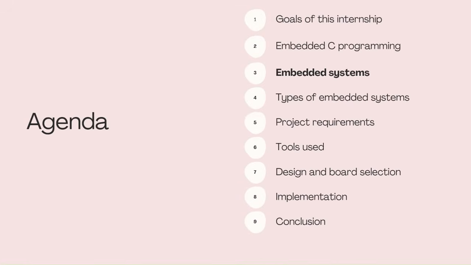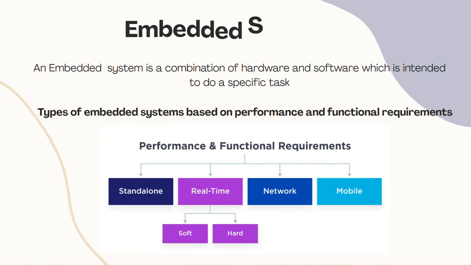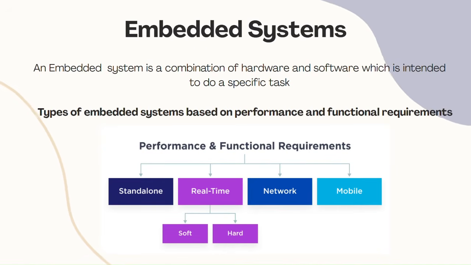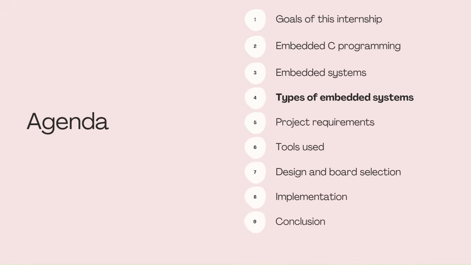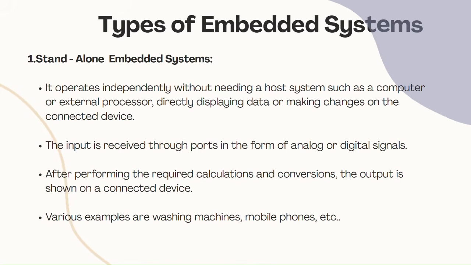Now let's look at the topics that I have learned under embedded systems. An embedded system is a combination of hardware and software which is intended to do a specific task. There are four types of embedded system based on the performance and functional requirements of the embedded systems. They are standalone, real-time, network, and mobile. Let me provide you a brief intro about these embedded systems.